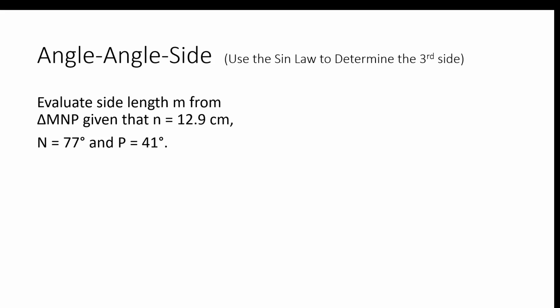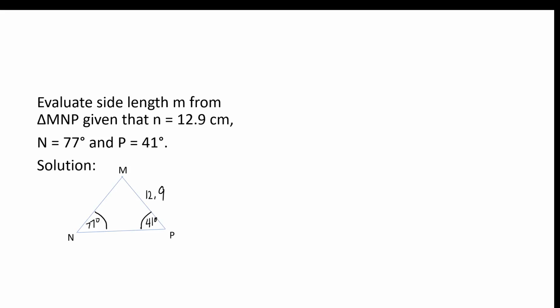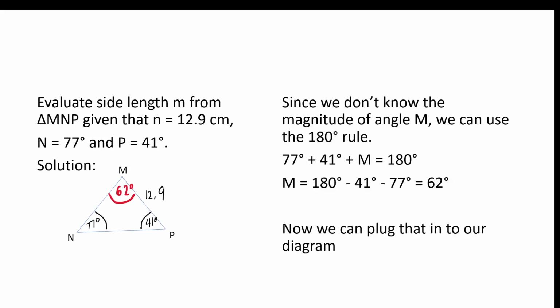Now, another situation we can come up with is angle-angle-side. In this case, we have two angles, and we also know one of the side lengths. Something you might realize pretty quickly is if you know two angles of a triangle, it's really easy to find the third angle, because you can just keep in mind that the three angles added together must equal 180 degrees. So we can draw the triangle as given. And if we wanted to, we can use that 180 rule. It's pretty quick, and it lets us know right away that angle M is 62 degrees.